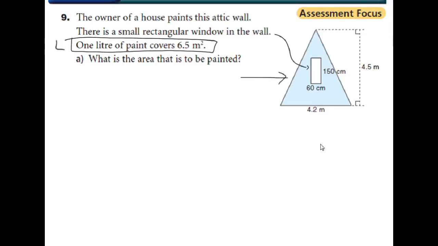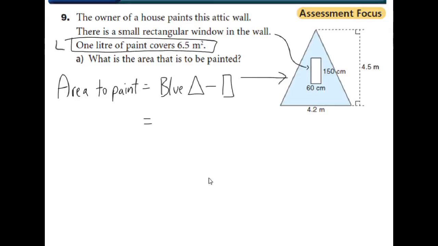Well, that looks like we have a triangle here, and we want to take this triangle. Let's call it, I'm going to write this out, area to be painted, area to paint, is going to be the blue triangle minus the rectangle, the area of the rectangle. And the area of the blue triangle is going to be base times height divided by 2. And I'm going to put it in brackets to keep it separate. And the area of the rectangle will be length times width.